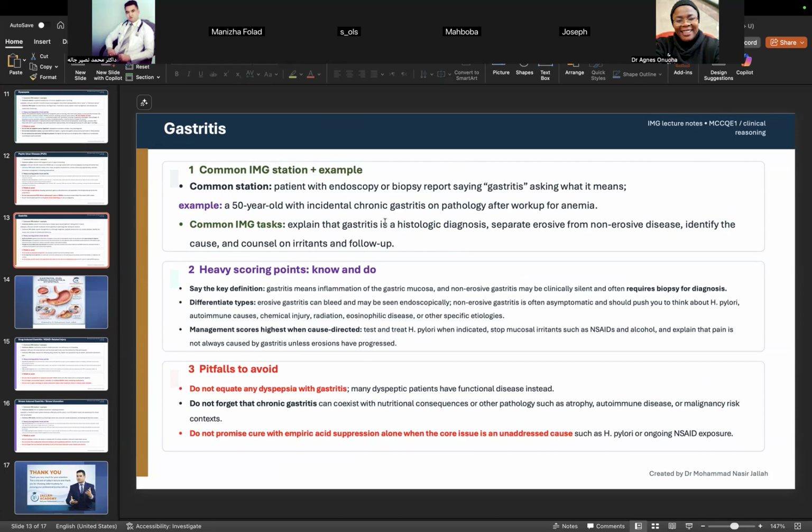Gastritis. Now, this is exclusively for gastritis. A patient with an endoscopy or a biopsy report saying gastritis asks what it means. Somebody told me that you have gastritis. I had this issue, I went and did the endoscopy or biopsy, and they just said, don't worry about it. It's not something very serious. You just have a gastritis.